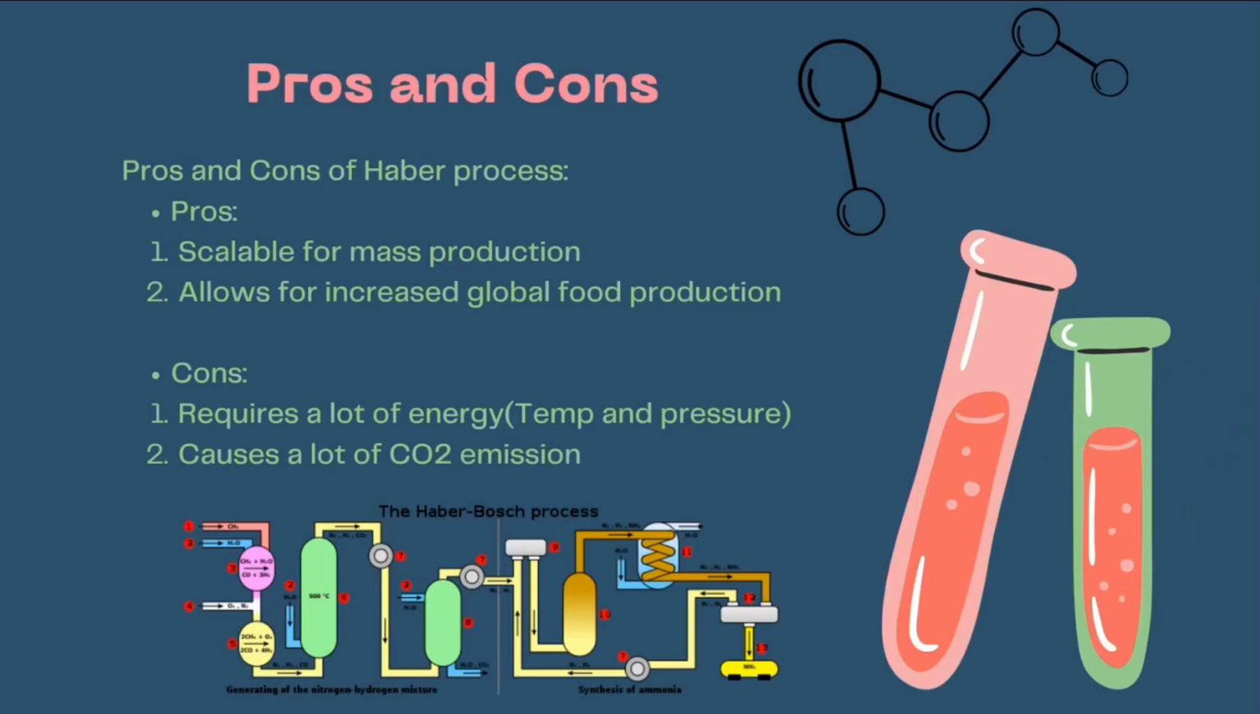The pros and cons of the Haber process. The pro is that it is scalable for mass production, although it requires a factory and high pressure and temperature conditions. It doesn't require any more than that, which allows it to be scaled for mass production. It also allows for increased global food production because it is mainly used to make fertilizers, and fertilizers are used to grow crops, so an increase in fertilizers will lead to an increase in growth of crops.